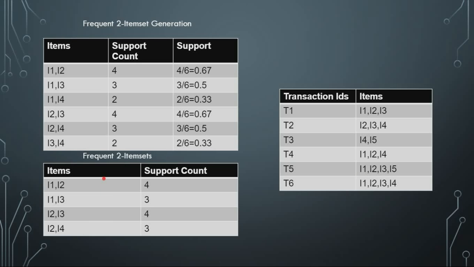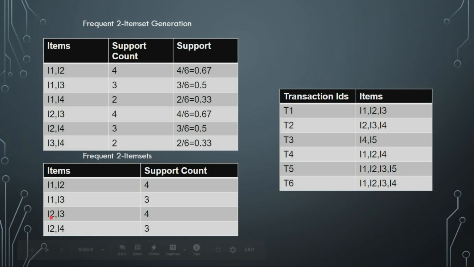So the frequent 2 item sets will be these 4, and we can see that all of the items are basically still here: items I1, I2, I3 and I4, except I5, which was pruned earlier. So now we will generate the frequent 3 item sets with the help of the frequent 2 item sets. We will consider the groups of 3.